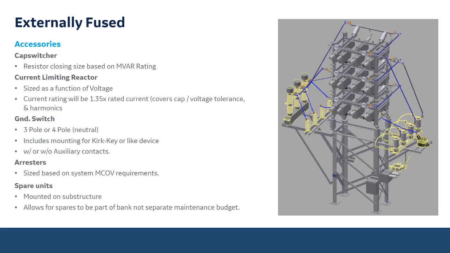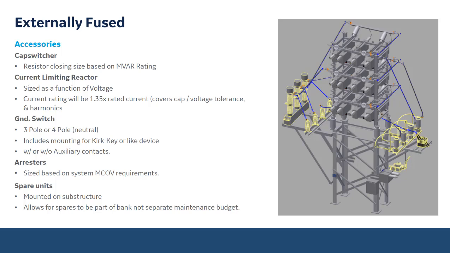The current limiting reactor is typically sized as a function of the voltage. The current rating will be 1.35 times the rated current, and that's to cover the capacitor tolerance, the voltage tolerance, and harmonics on that system. Reactors are used when back-to-back switching is possible.